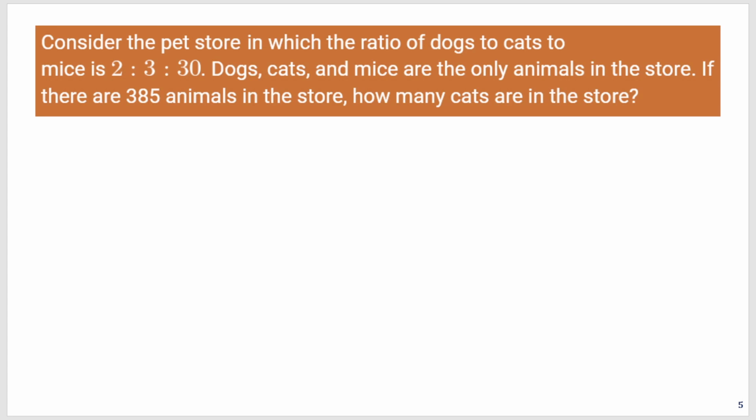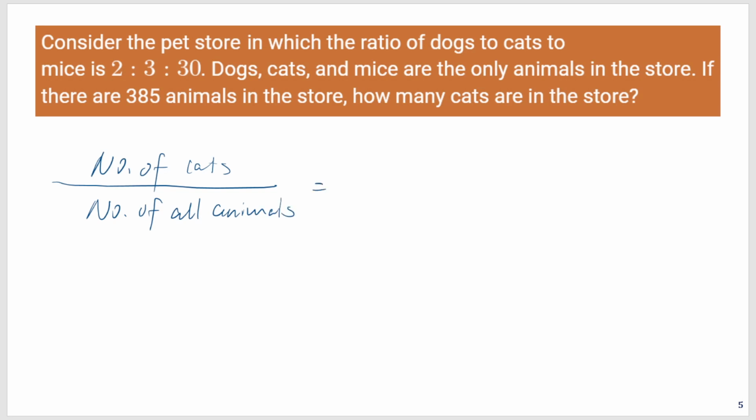Alright, so basically we have the number of cats over the number of all animals is 3 over 35, right? And we know that the number of all animals is 385. So of course you can solve the number of cats, right?